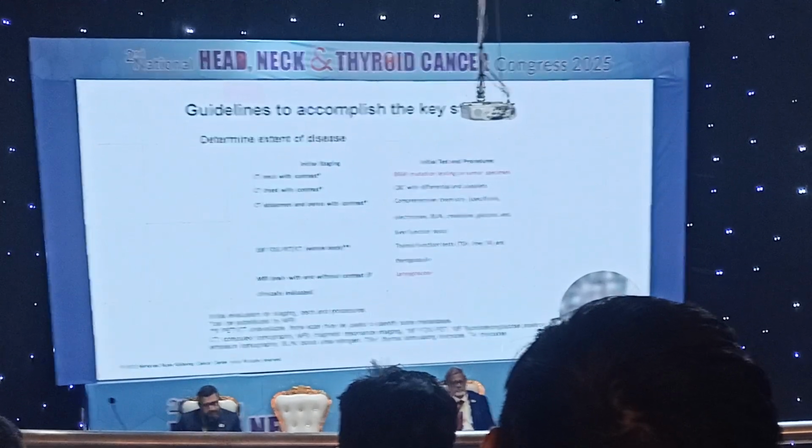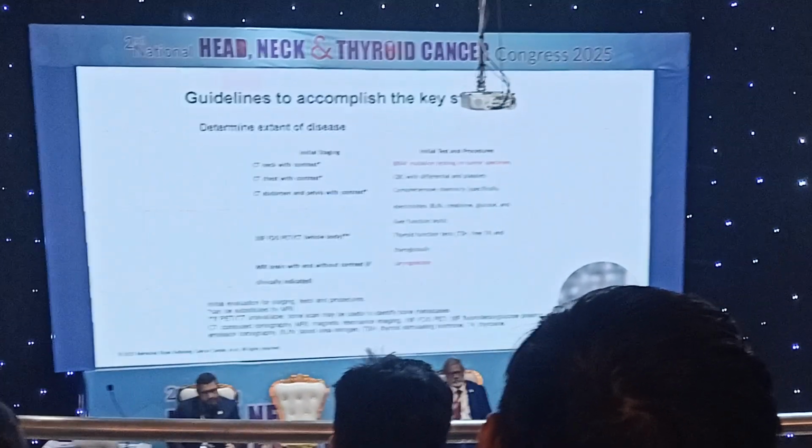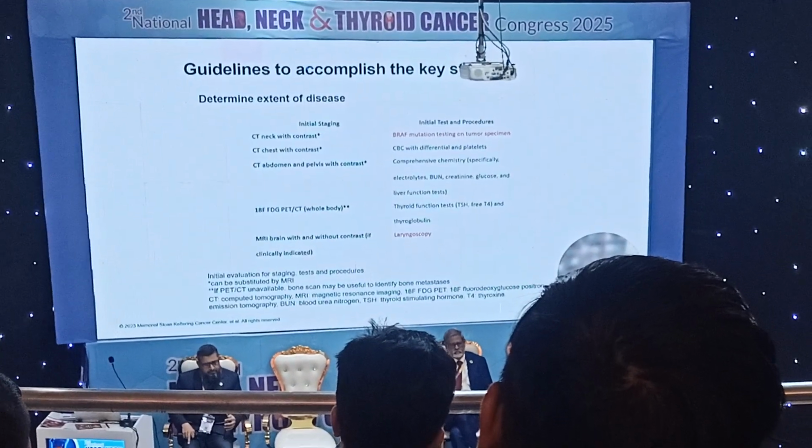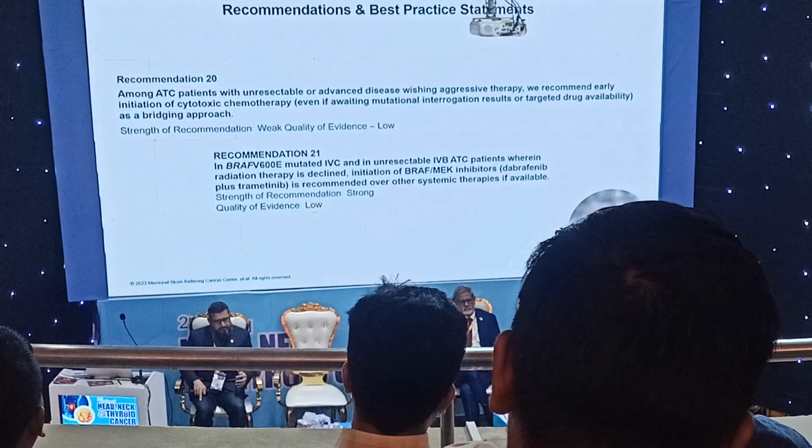The surgeon's role is also very critical to do a laryngoscopy and evaluate the extent of the disease and the airway situation, what is happening with the airway and the vocal cords.